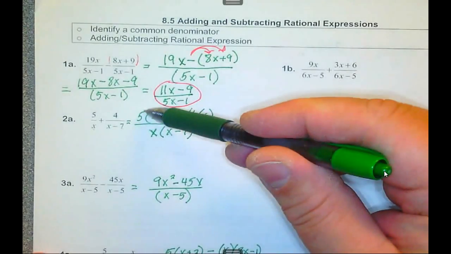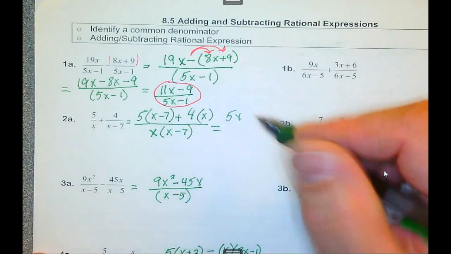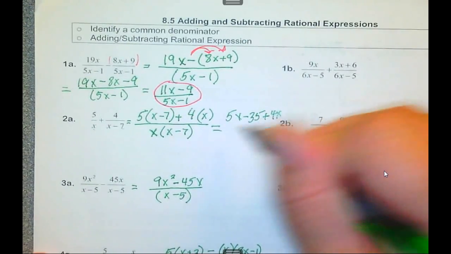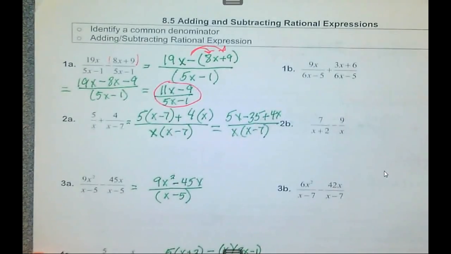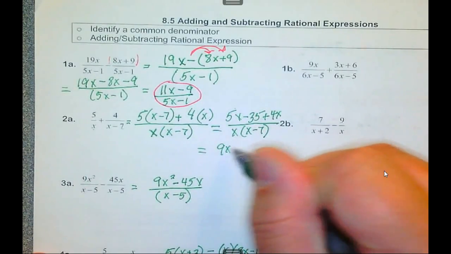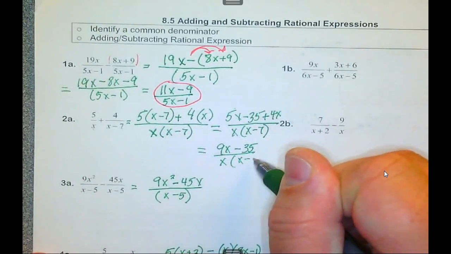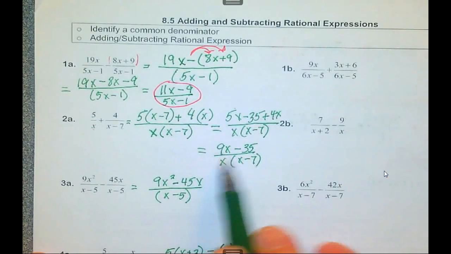Okay, distribute. 5 times x is 5x. 5 times negative 7, negative 35, plus 4x, all over my common denominator, x times x minus 7. Simplify my numerator. 5x plus 4x is 9x minus 35 all over x times x minus 7. Double check to make sure you can't factor and cancel something out. Okay.